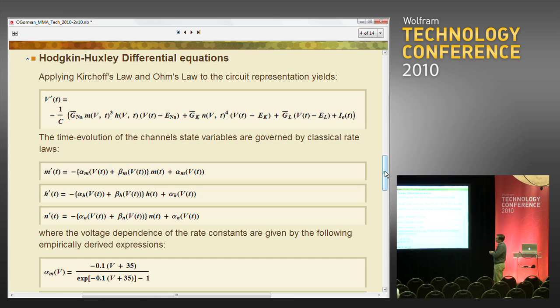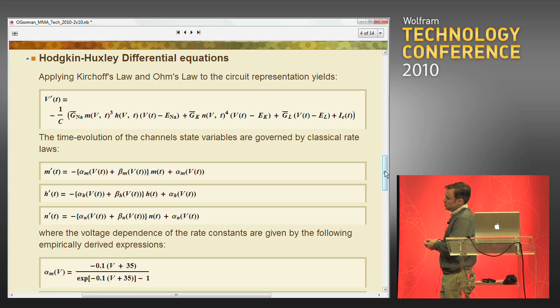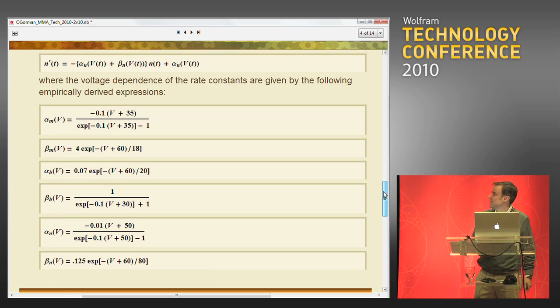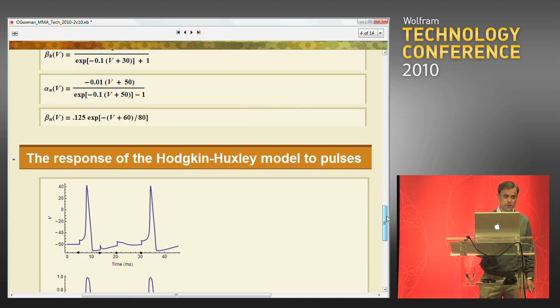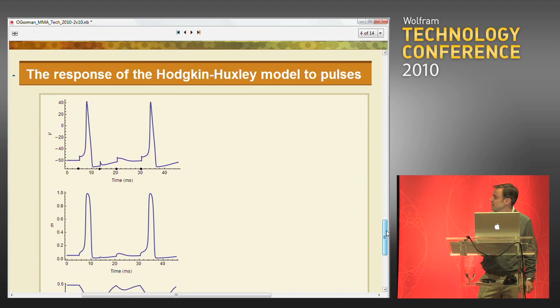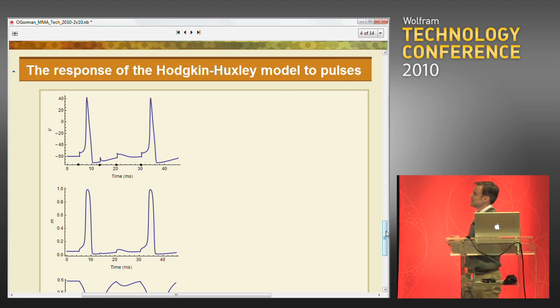So that's one of the differential equations of the Hodgkin-Huxley set, but coupled to that are three additional equations that tell you what these protein subunits are doing. They are governed by classical rate laws that have voltage-dependent rate constants that are empirically derived. And so you have a fairly complicated differential equation set, but it does do a good job of reproducing an action potential like the empirical record.